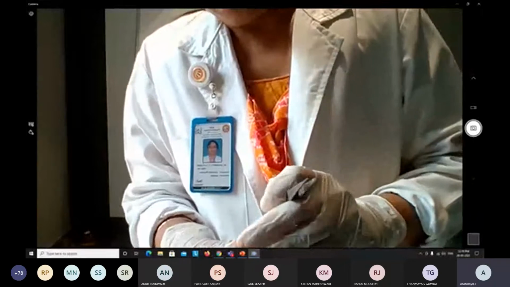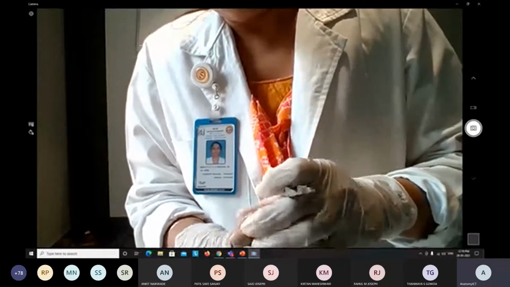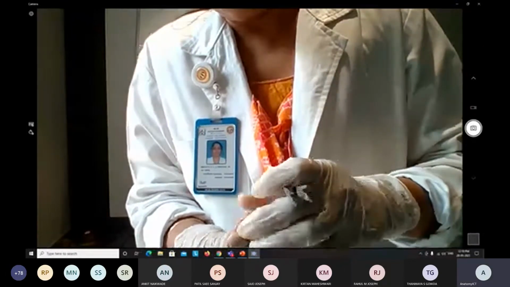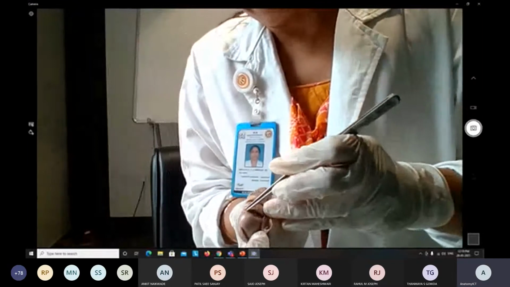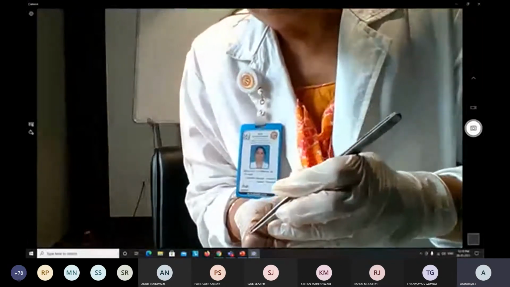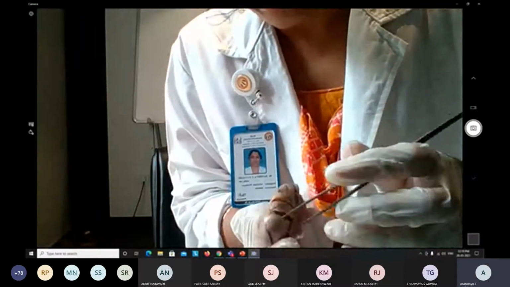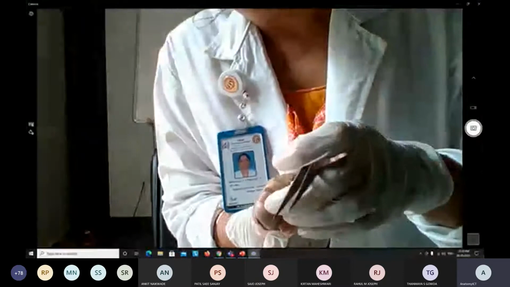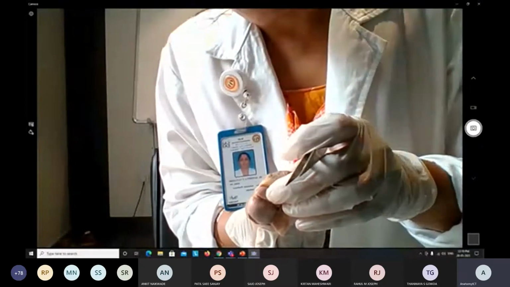Now, at the upper pole of the testis, there is a small sessile or pedunculated vestigial structure. Can you make out this?